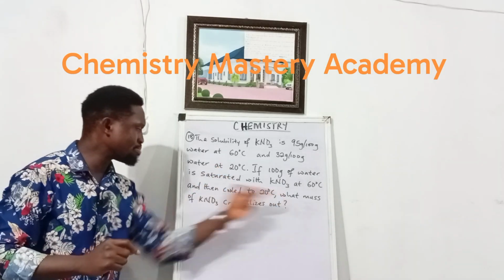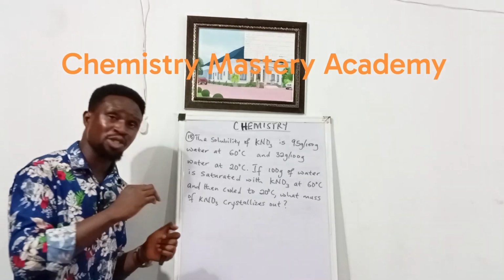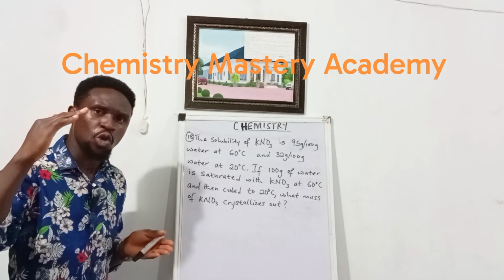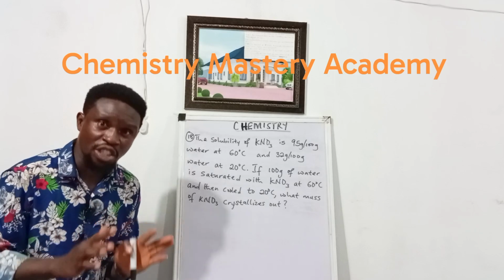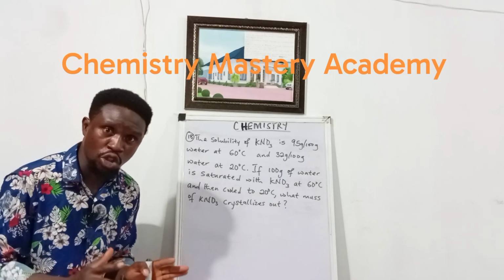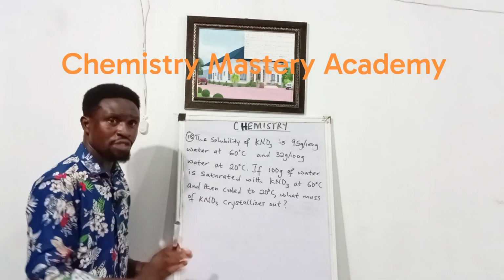The question is, what mass of potassium nitrate crystallizes out? What mass of potassium nitrate separates out of that liquid? That is the one that will not dissolve and form a solution with water. So how do we calculate that? It's very simple.